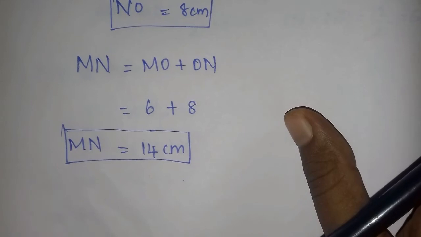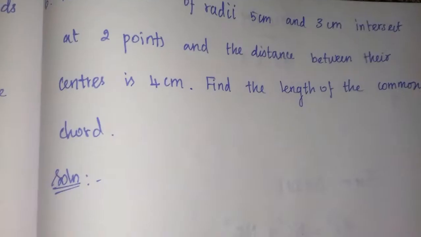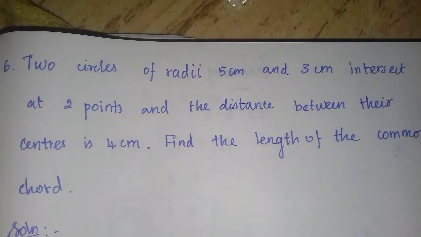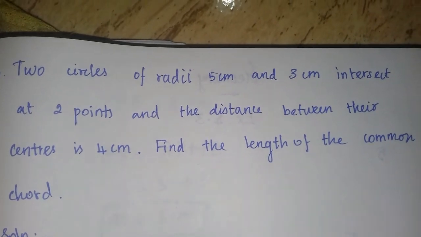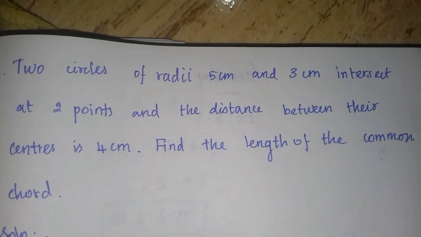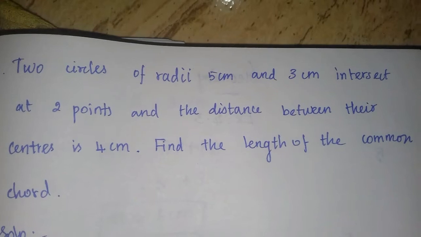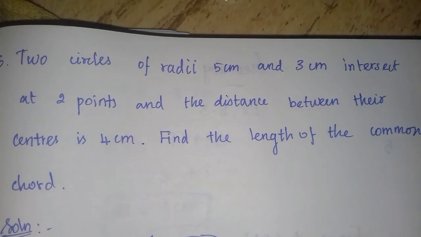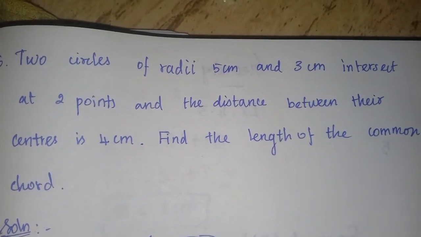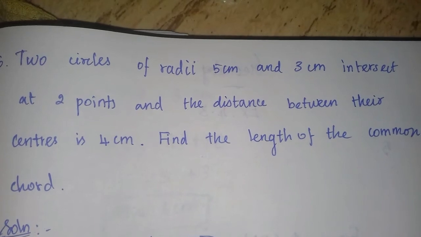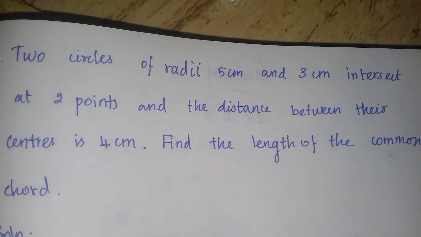Now, let's see problem number 6. Given in problem number 6, two circles of radii 5 centimeter and 3 centimeter intersect at 2 points and the distance between their centers is 4 centimeter. Find the length of the common chord. Let's draw the diagram first.